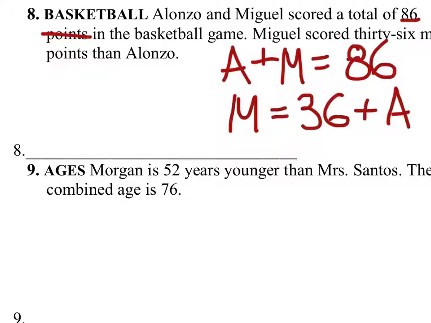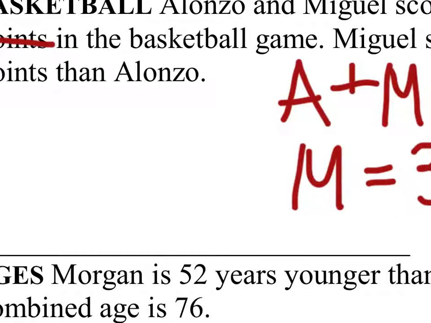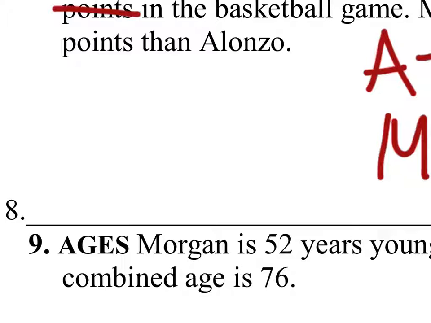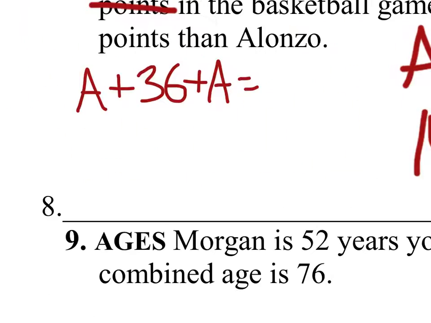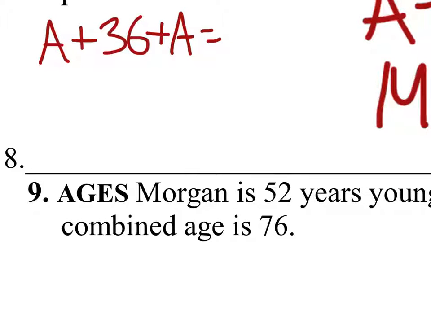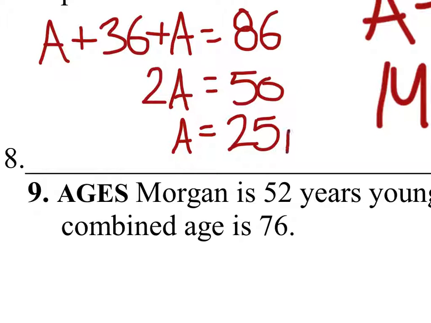Right. So let's look at this. We've got these two equations, A plus M. So we've got A plus M, which was 36 plus A. 36 plus A equals 86. All right, if you play the switch and stay game, you'll get 2A equals 50. So it looks like Alonzo is going to score 25 points.